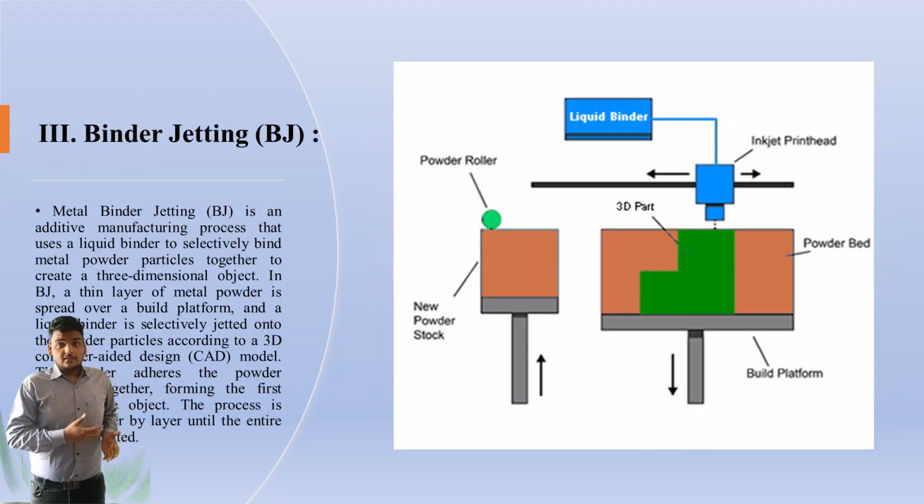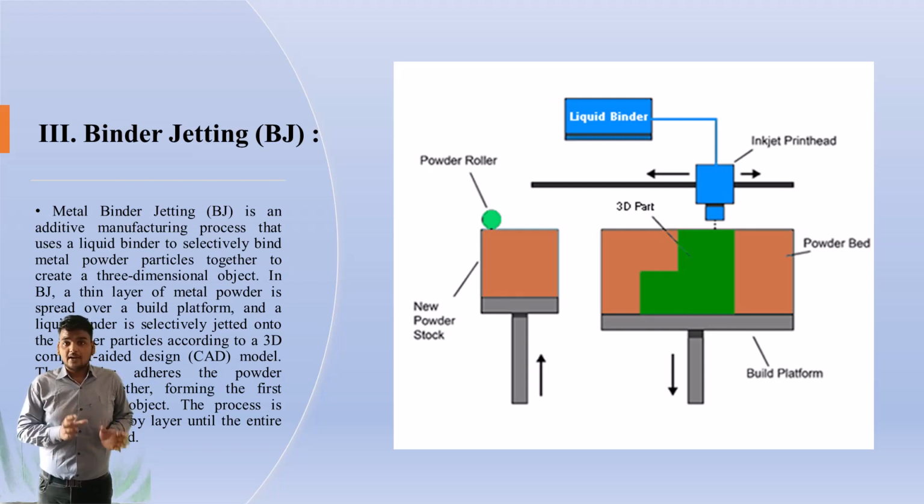The third 3D printing technique is binder jetting. Metal binder jetting is an additive manufacturing process that uses a liquid binder to selectively bind metal powder particles together to create a three-dimensional object. In binder jetting, a thin layer of metal powder is spread over a build platform, and a liquid binder is selectively jetted onto the powder particles according to the 3D CAD model. The binder glues the powder particles together, forming the first layer of the object. The process is repeated layer by layer until the entire object is created.